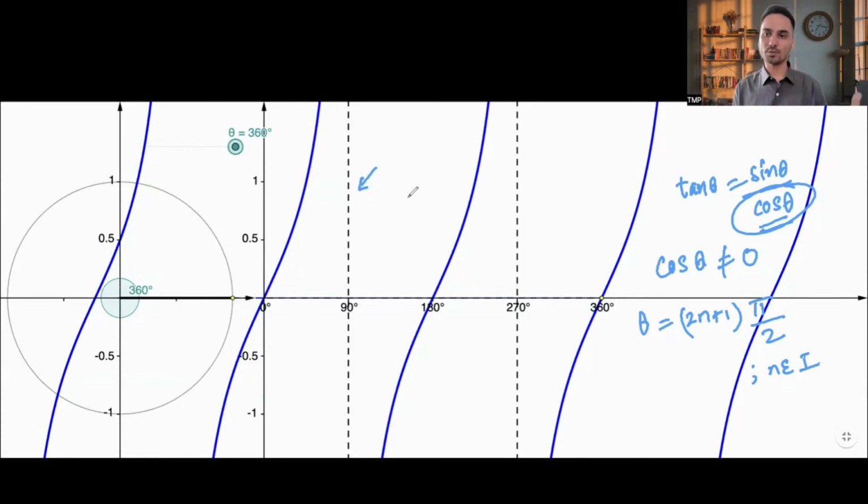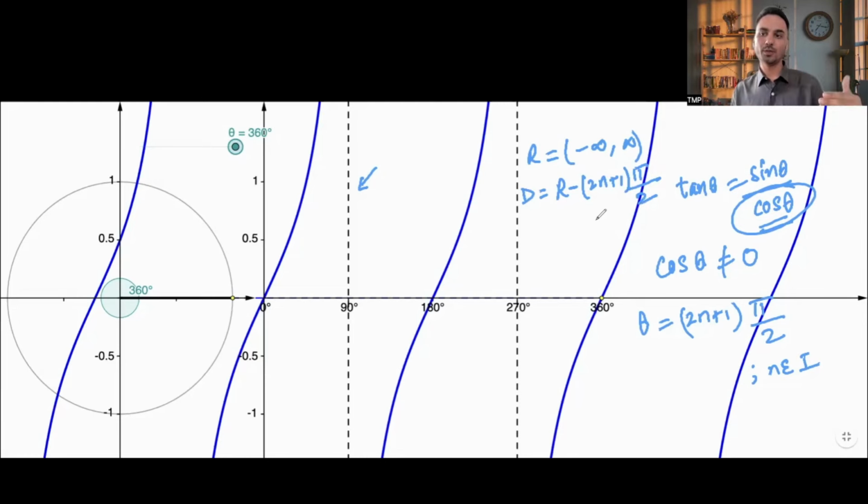So let's write our observations now. The observations that we can make are that the range of the function is from negative infinity to infinity. The domain of the function is R minus all the values where cos theta is 0, and cos theta is 0 for (2n+1) times pi over 2, where n is any integer. So R minus (2n+1) pi over 2.